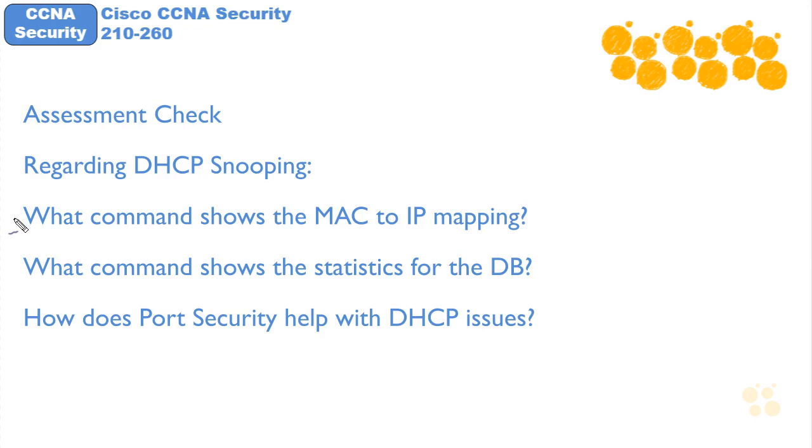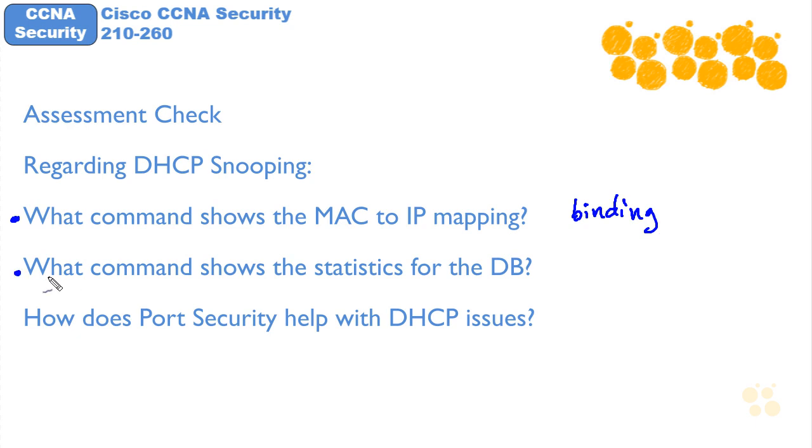Let's take a look. What command regarding DHCP snooping shows the MAC address to IP mapping? So these commands are all going to start something like show IP DHCP snooping, then something. To see the MAC to IP binding, what we demonstrated in the nugget was the keyword binding. So show IP DHCP snooping binding will show you that MAC to IP mapping.